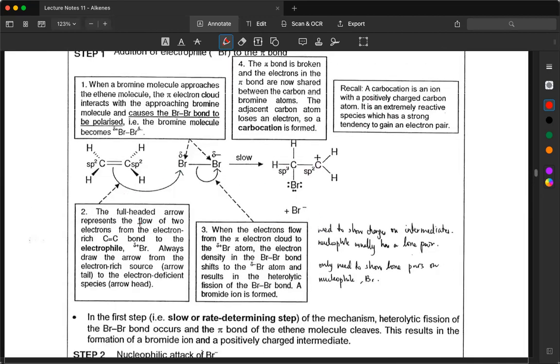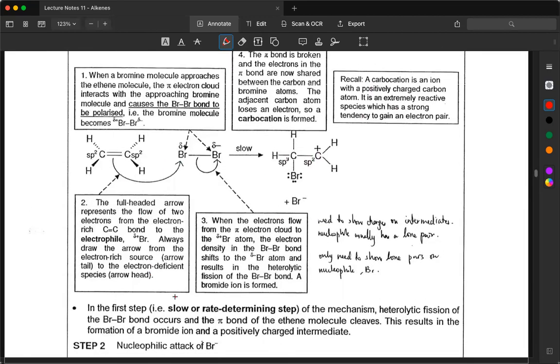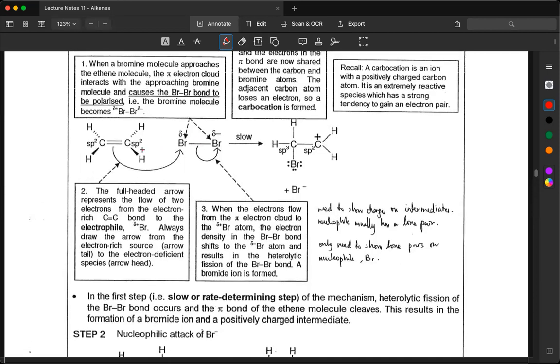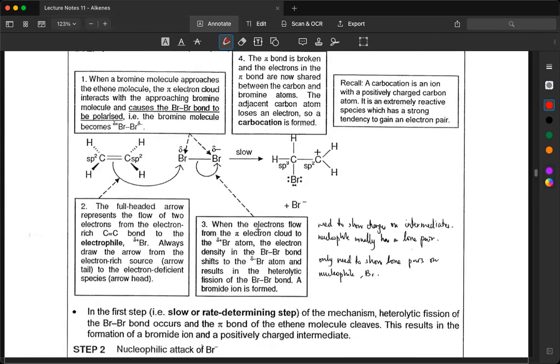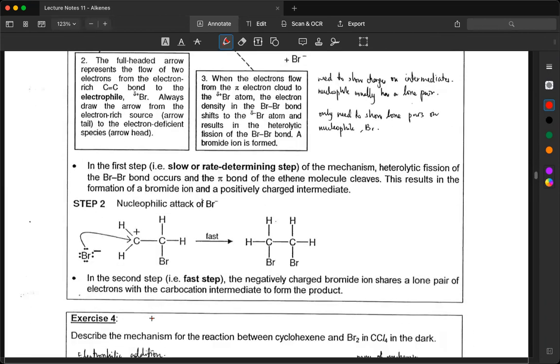So in the first step, we call it a slow or rate determining step, the heterolytic fission of the Br-Br bond occurs and the pi bond of the ethene molecule cleaves. So this is relatively slow, okay? The fast step will be the nucleophilic attack of the Br minus. So we move on to step two.